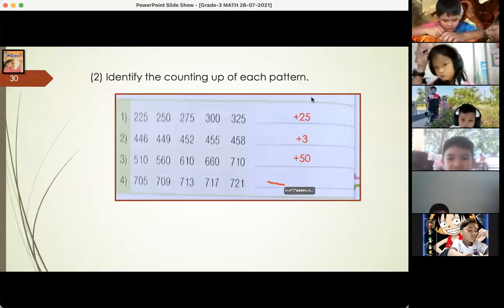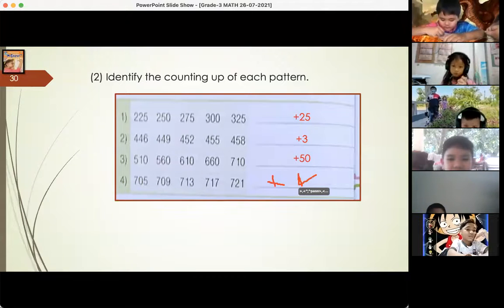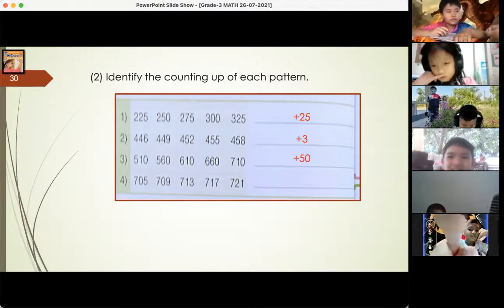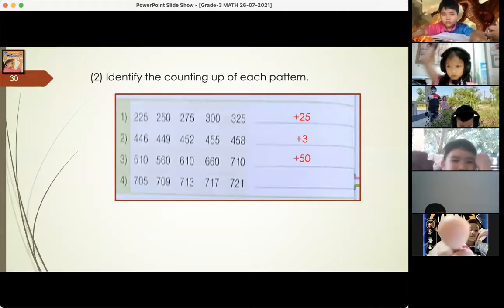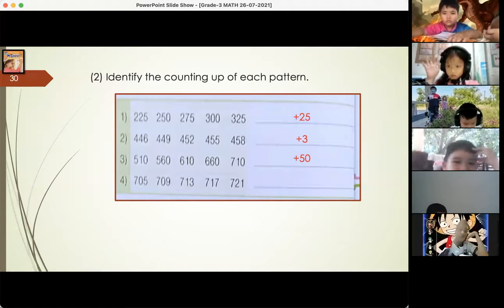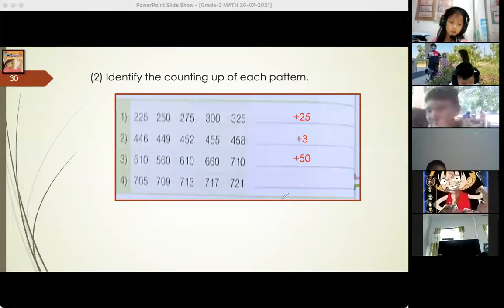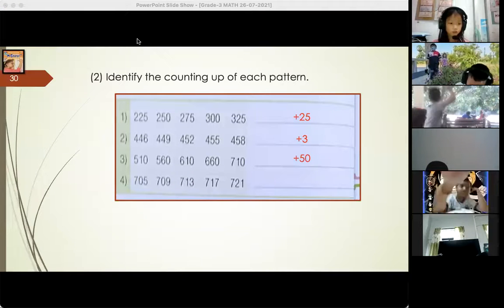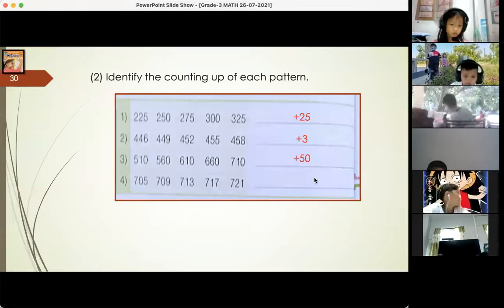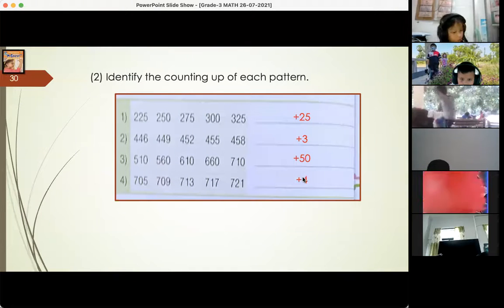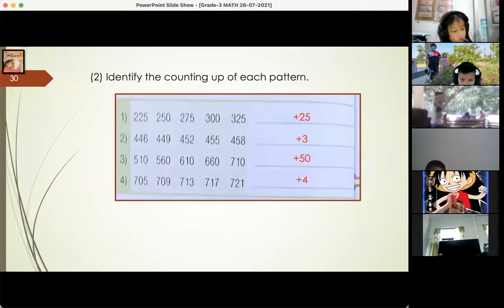Counting up by... Do not write. Pass. Let your classmate answer. Give a chance to the others. Okay. Yada, go. What is your answer, Yada? 4. Yes, counting up by 4. Okay, the answer is counting up by 4. Do you have any question? No question?